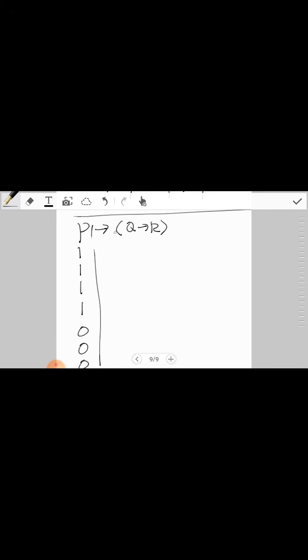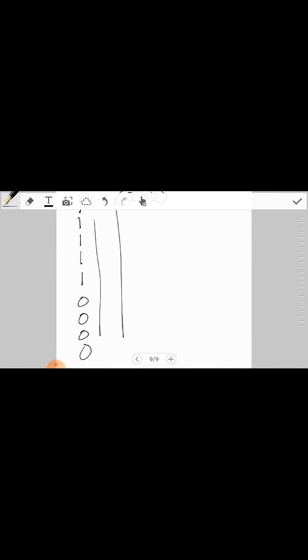So we have P implies, what do we need there? P implies Q implies R. Okay. So, 1, 1, let me just rewrite. Values for P. That's the first. Kaya taga-apat, di ba? And then, kunin natin si Q implies R.